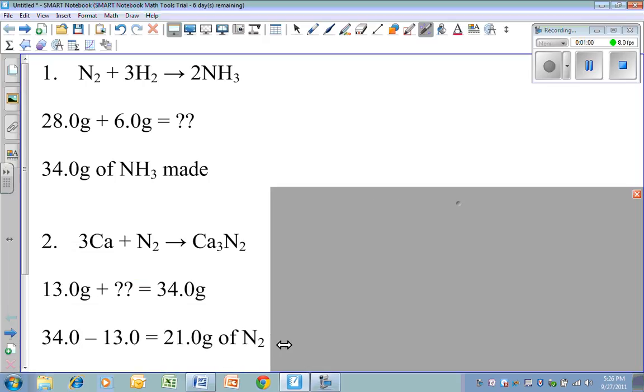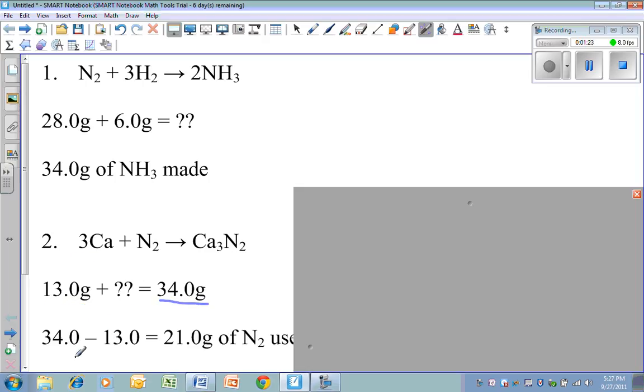However, now what we have is the missing one is on the reactant side. So we have a balanced chemical equation. We're told that we had 13 grams of calcium and that we made 34 grams of calcium nitride. So what is this missing amount?